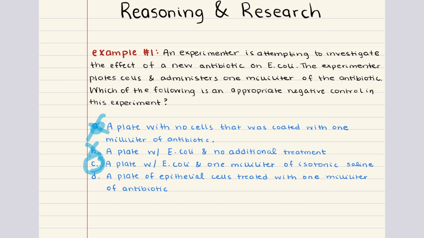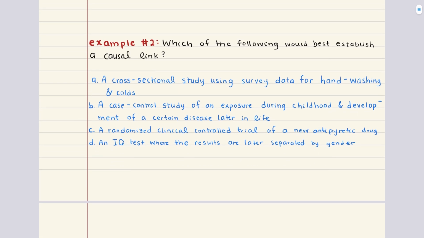Let's still read D anyway. D says a plate of epithelial cells treated with 1 milliliter of antibiotic. So this option involves epithelial cells, not E. coli, so it's not even relevant to the experiment's focus. Including epithelial cells here would introduce an entirely different system, so it would actually make it inappropriate as a negative control for this study. So D is incorrect. Once again, the correct answer for problem 1 is C. Beautiful. Let's move on to problem 2.